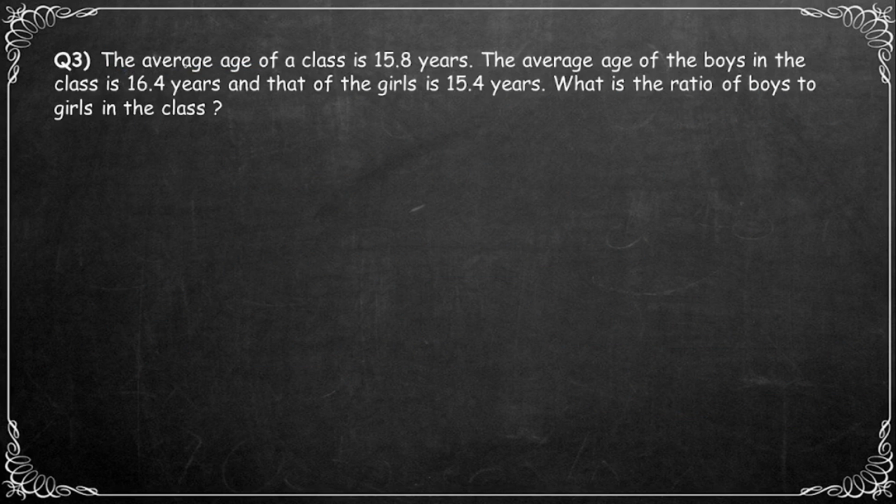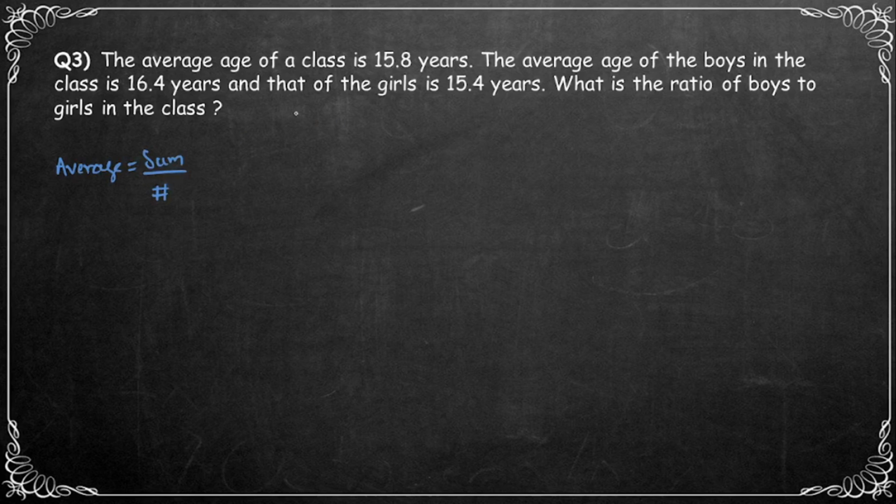Question 3. The average age of a class is 15.8 years. The average age of the boys in the class is 16.4 years and that of the girls is 15.4 years. What is the ratio of boys to girls in the class? The basic formula that we need to remember is average is equal to sum divided by number of things.